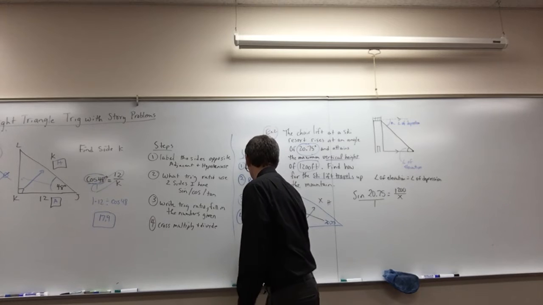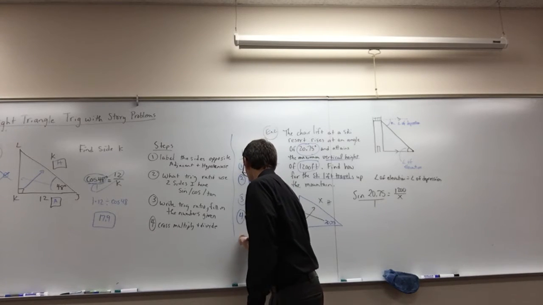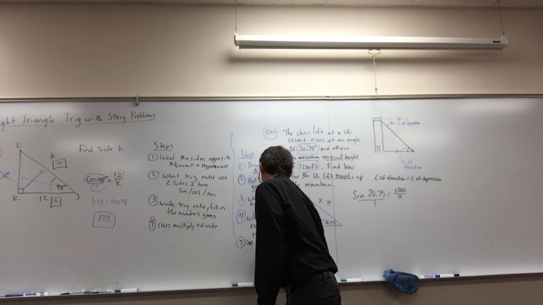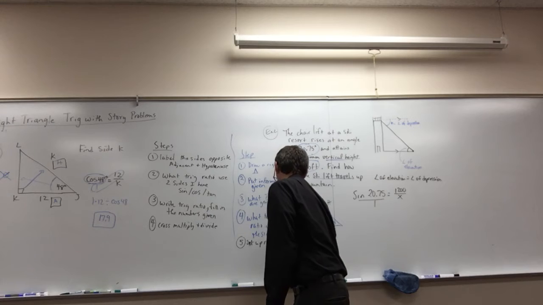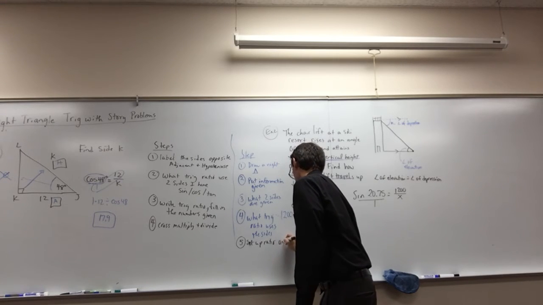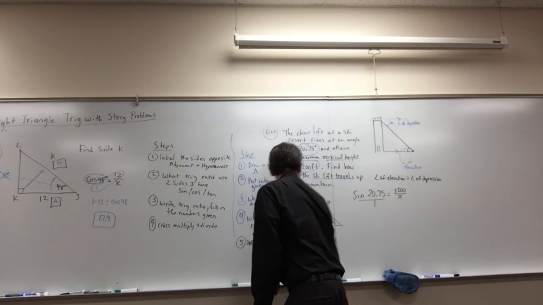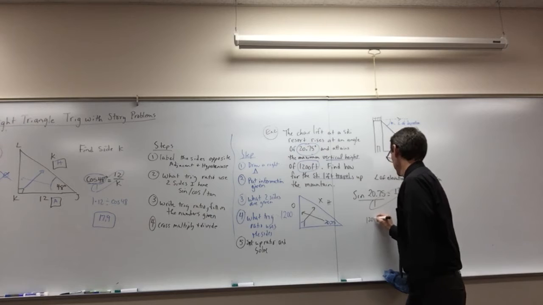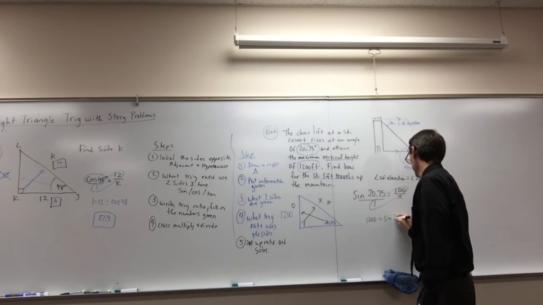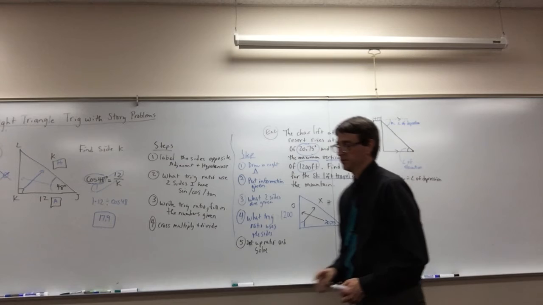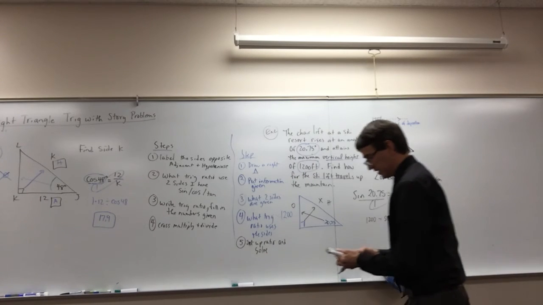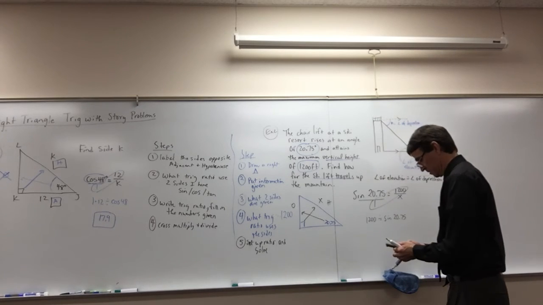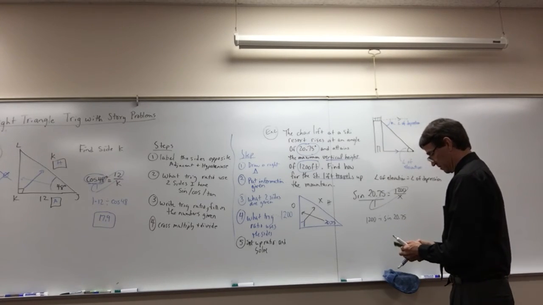So after you set it up, you're going to solve it. In this case, we're still going to multiply and then divide by the trig, so we'd have 1,200 divided by sine of 20.75. Then you type it in on your calculator, remembering to keep your calculator in degree mode, otherwise you will get a wrong answer if it's in any other mode.